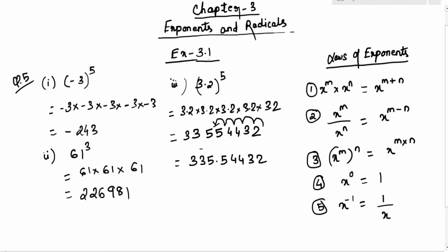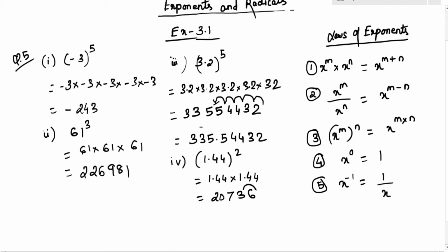Next is the fourth one, that is 1.44 whole square. So I'll tell you how to do. First you write down 1.44 into 1.44. You multiply 144 into 144 two times, and then you write down the answer, and then we'll shift the decimal place. And 144 into 144 is 20,736. Now we are having four places of decimal. 1, 2, 3, 4. So the final answer will be 2.0736. This will be the final answer.